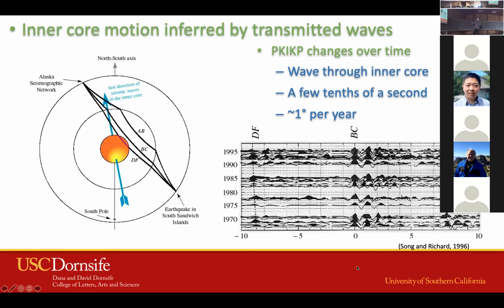The basic idea is they align the PKP BC and AB. The BC and AB are the seismic waves that transmit through the outer core, but not the inner core. They align these two seismic phases, and we find they almost align with each other. But when we compare with DF, the seismic wave that transmits through the inner core, there seems to be a systematic change from the DF. To interpret this systematic change, they required the inner core to superrotate at 1 degree per year.